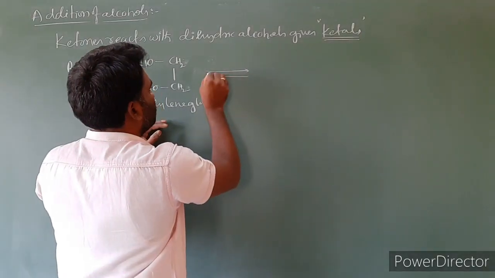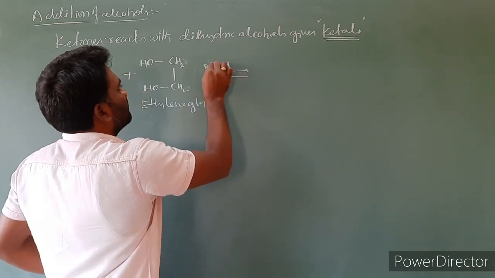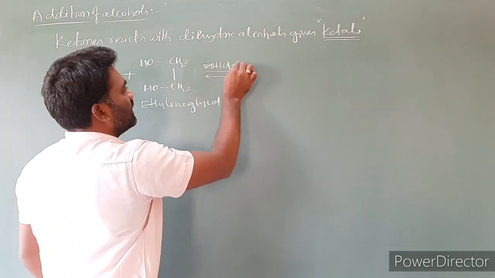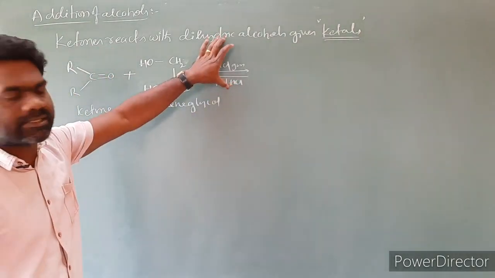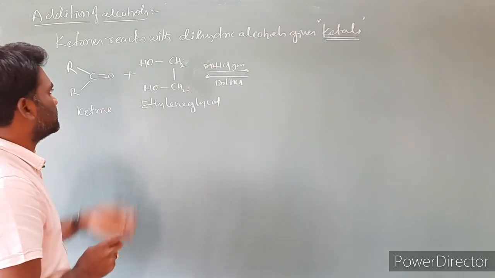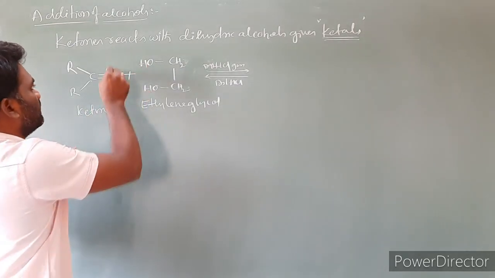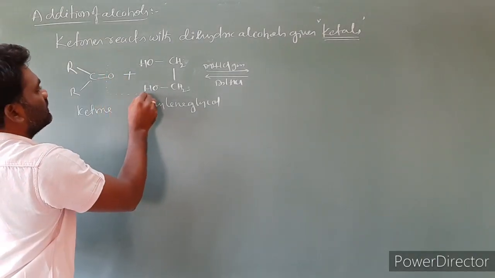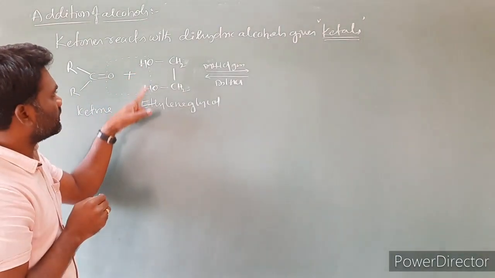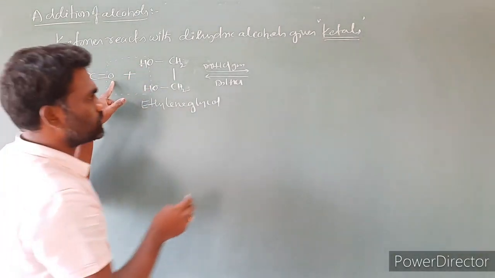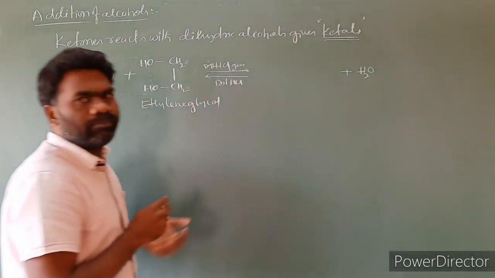What is the condition? In the presence of dry HCl gas, and the reverse reaction is with dilute HCl. Then how do you write the product in this case? This oxygen, this hydrogen and this hydrogen from ethylene glycol: H and H, H2, with this oxygen is H2O. So one byproduct we are going to get here is water.